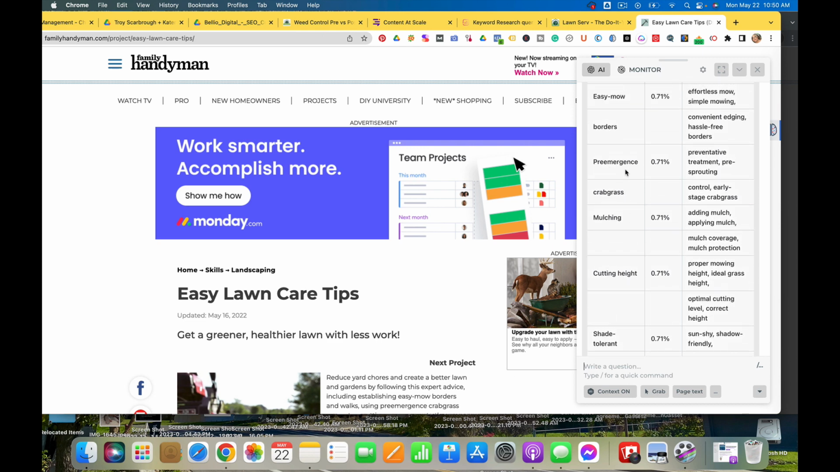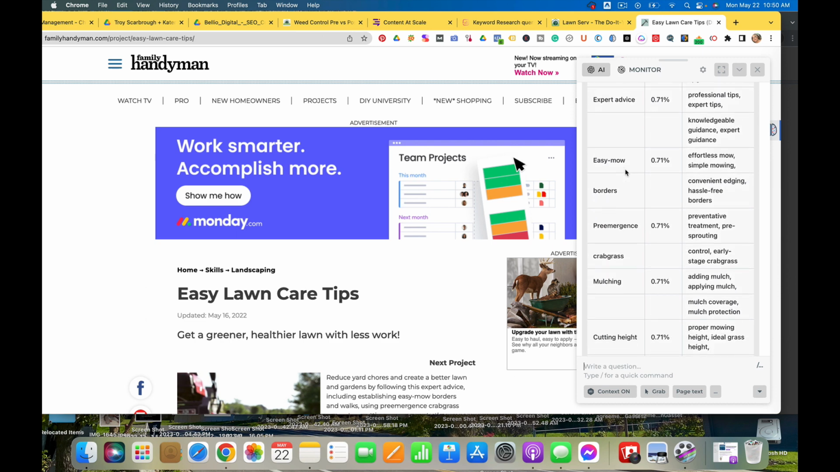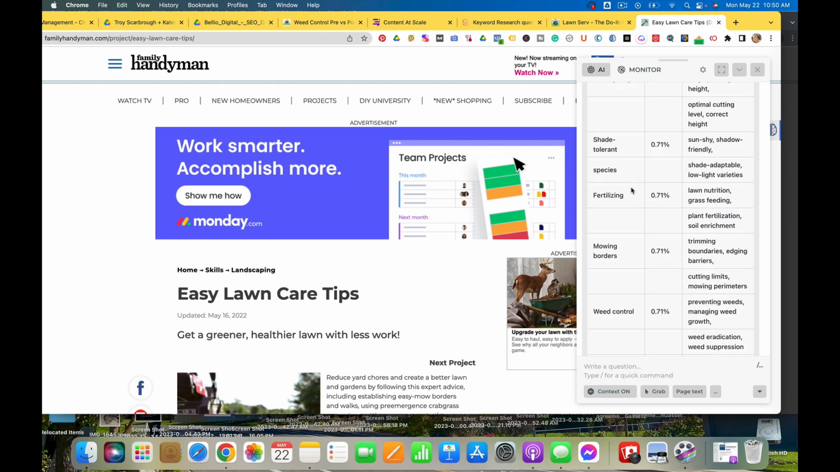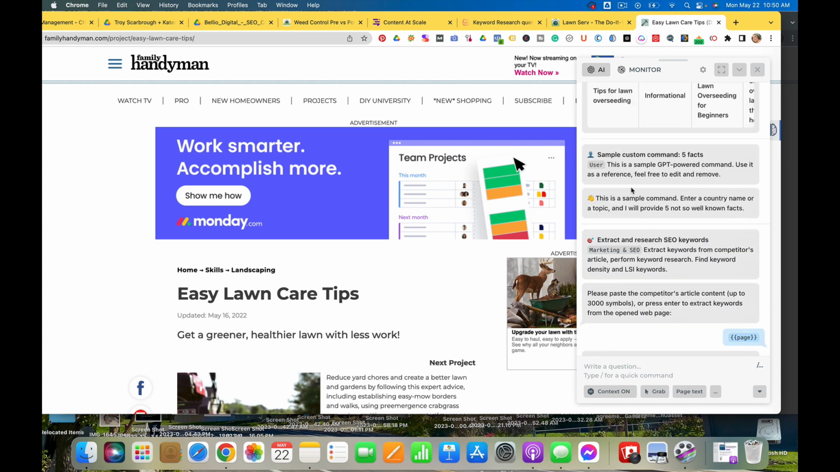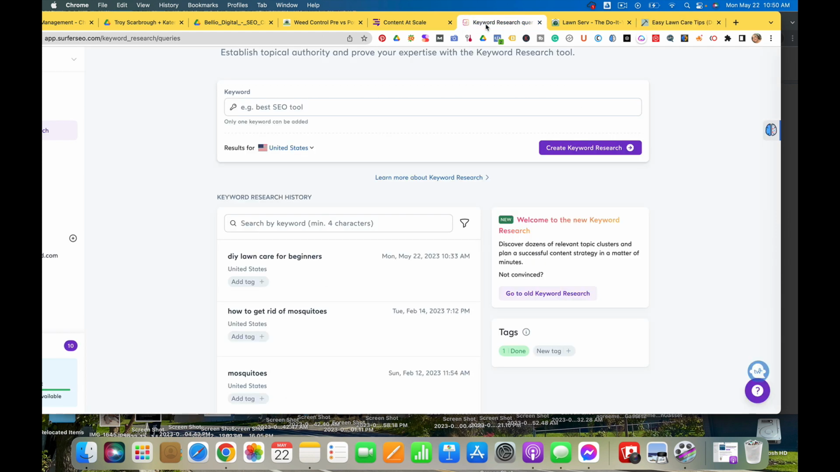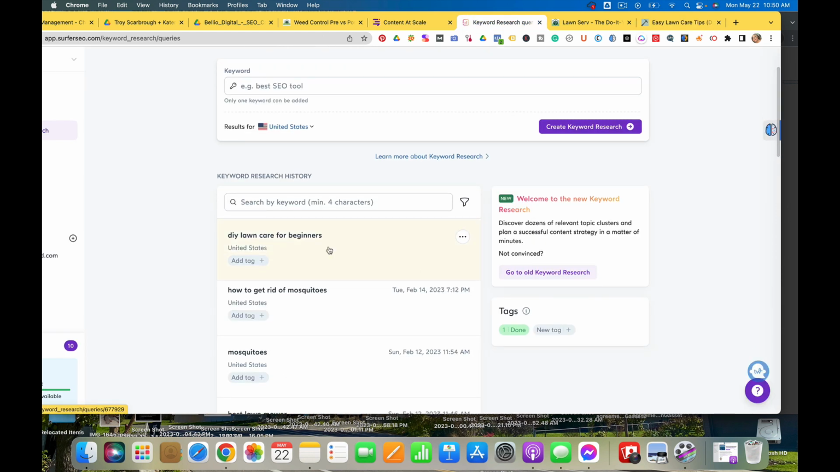Crabgrass, pre-emergence, we want borders, cutting height, very important, right? Shade tolerant. We're going to talk about different grass species, but that should be a different article itself. So I don't see where I'm actually starting to think we can really rank above this guy. Let's go over to theirs and see what they have.